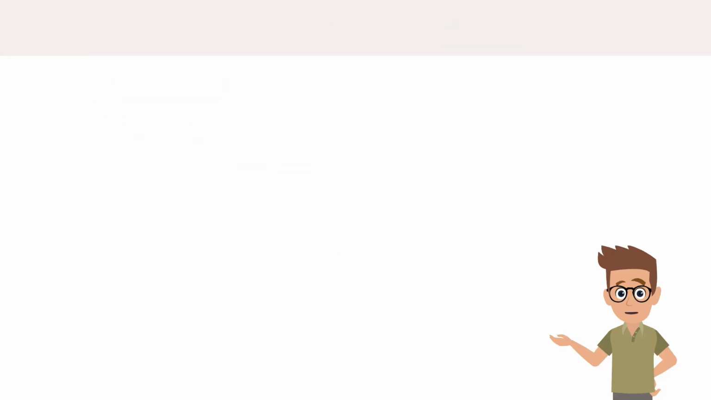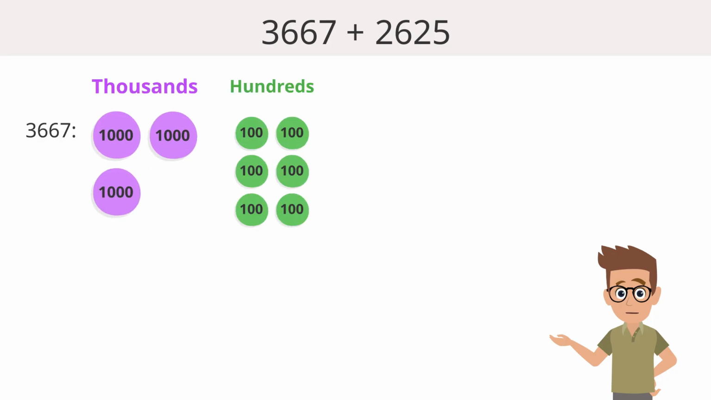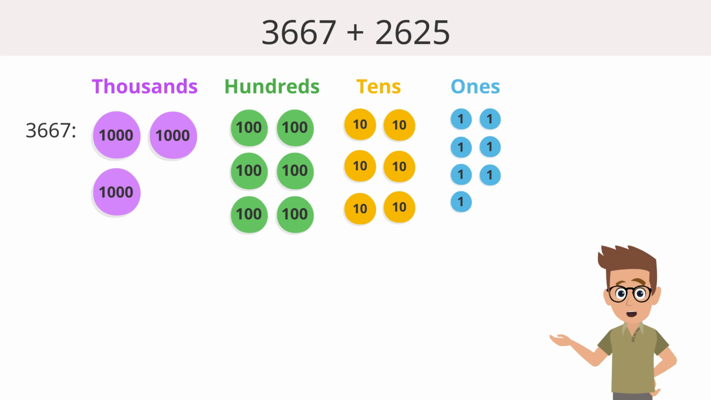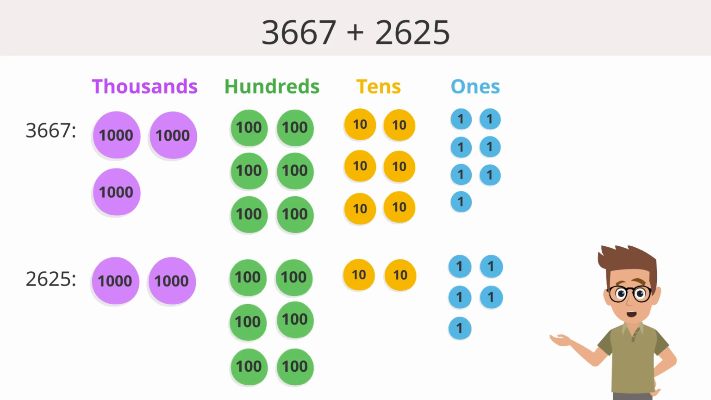Now, let us look at an example of addition with regrouping. What is 3667 plus 2625? The number 3667 has 3,000, 600s, 6 tens and 7 ones. The number 2625 has 2,000s, 600s, 2 tens and 5 ones. Let us show our working in another place value chart.